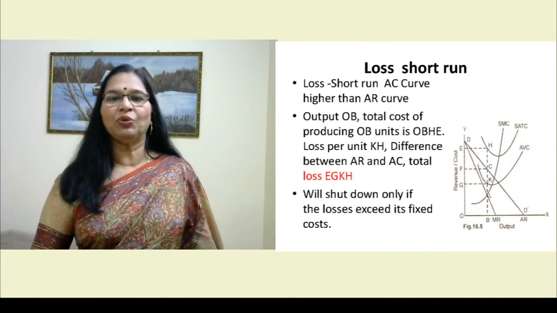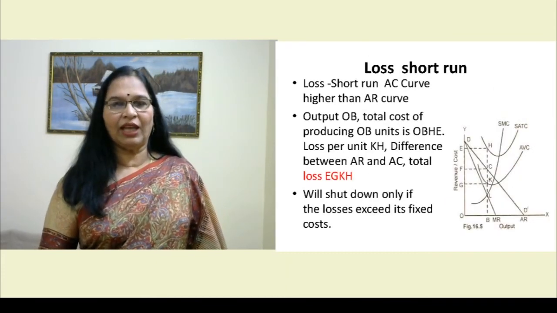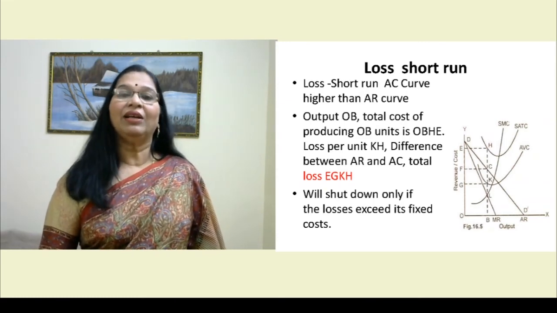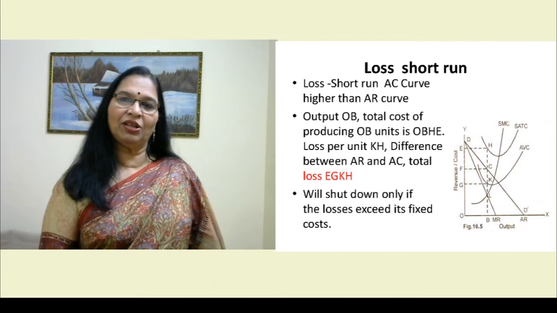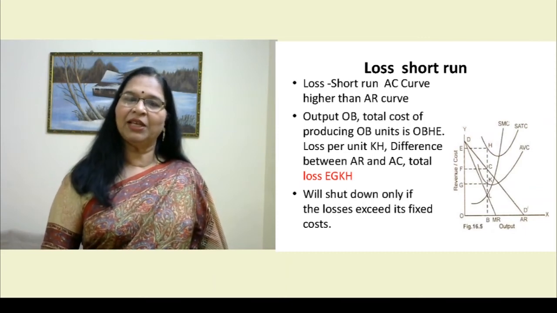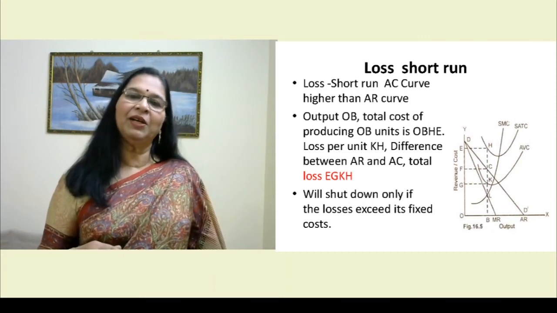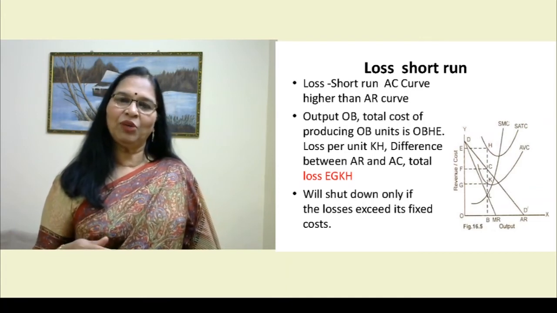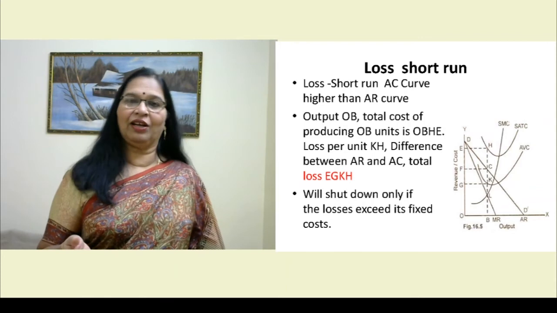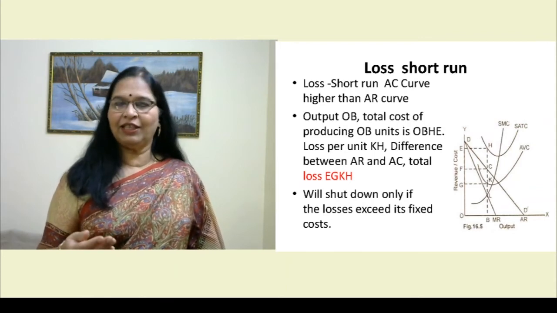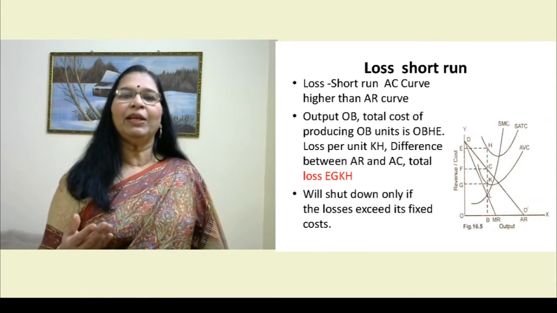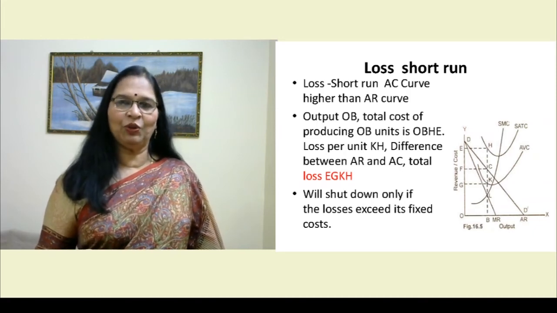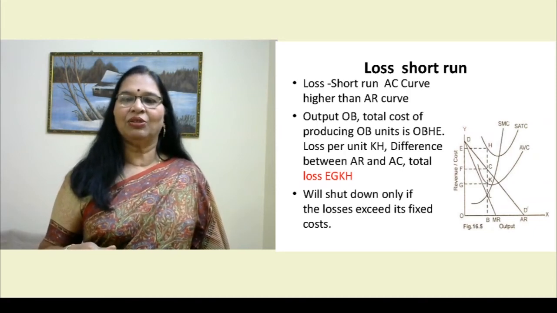So what happens to the firm in the short run? Can it make a loss? Yes, it can make a loss also in the short run. And now you understand how to make a loss making diagram. All you need to do is take the AC curve away from where it was to put it above the AR curve. So once you put the AC curve above the AR curve, it immediately means the cost of production is greater than the revenue that the firm gets.